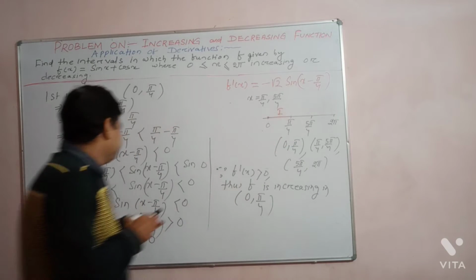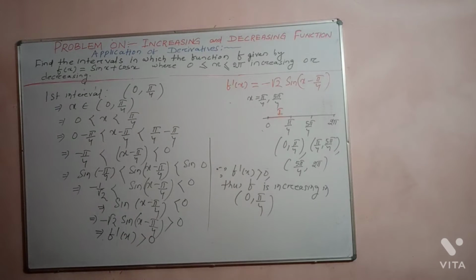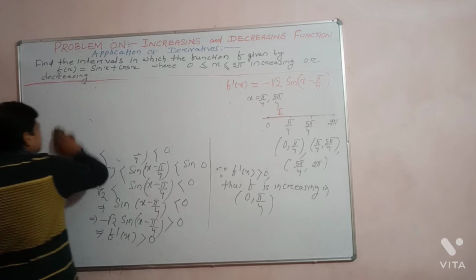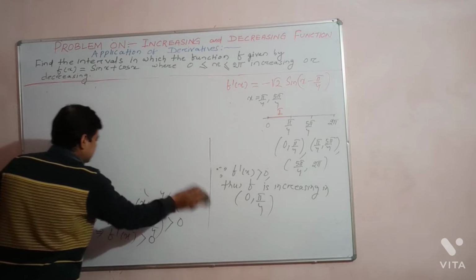Similarly, let's see in the interval pi by 4 to 5 pi by 4. Is it clear? Understand? Whether the function is increasing or decreasing. Let us come to the second interval. Okay? Note down here. Let's see.